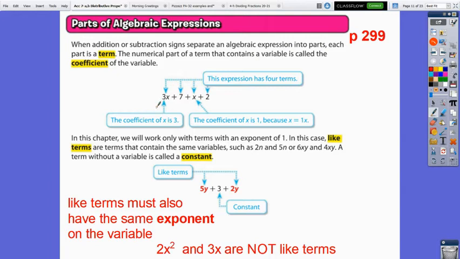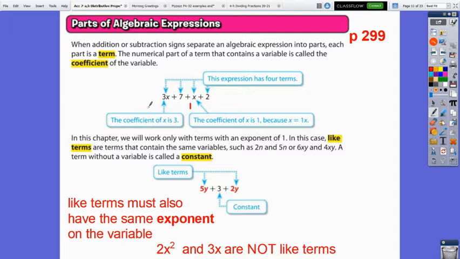Reminder here, this is a little vocabulary refresher, this page. The number that a variable is multiplied by is called the coefficient. And sometimes there is just a variable with no number in front, and that means that there is really a 1 there. I'll call that the invisible 1. We'll talk more about that later.